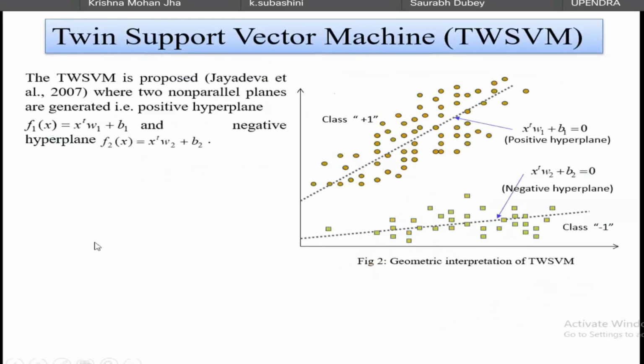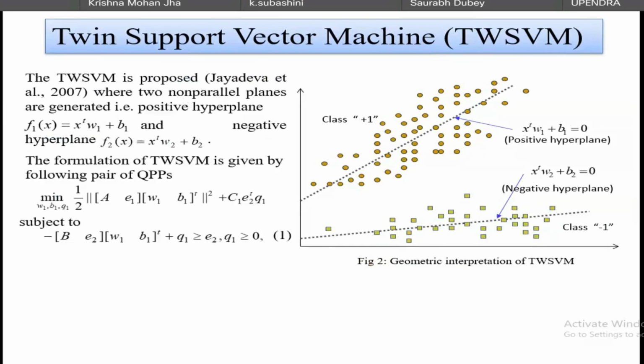So let's say we have the function f1(x) equal to x transpose w1 plus v1 equal to 0. That corresponds to the positive hyperplane. And there is another hyperplane, f2(x) equal to x transpose w2 plus v2 equal to 0, corresponding to the negative hyperplane. So for the first one, let's say we have this particular hyperplane, with equation x transpose w1 plus v1 equal to 0.